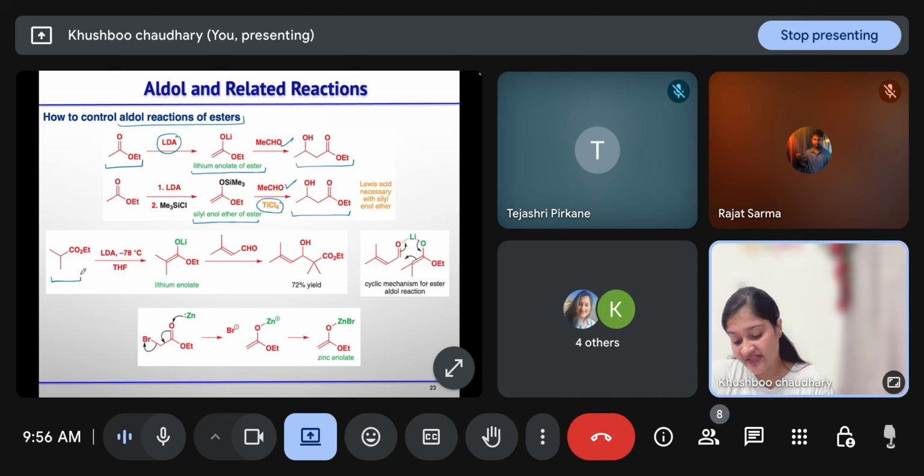One example is given here: this ester is there, alpha proton is present, LDA will abstract the proton, and this lithium enolate will generate first. So your LDA will take the proton, this will shift here and this will go. So this O negative will take the lithium from the LDA. Or we can say your ester will first coordinate with the lithium of the LDA, and internal abstraction of the proton will take place to give you this lithium enolate.